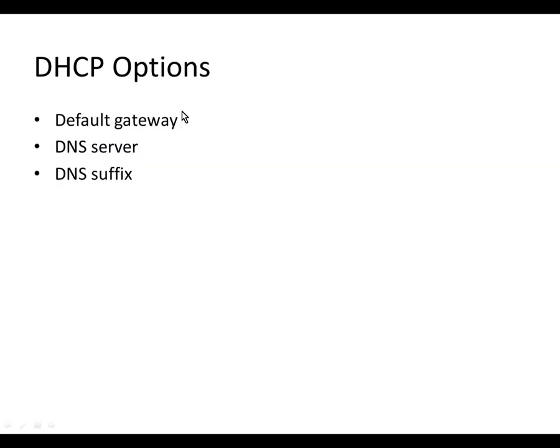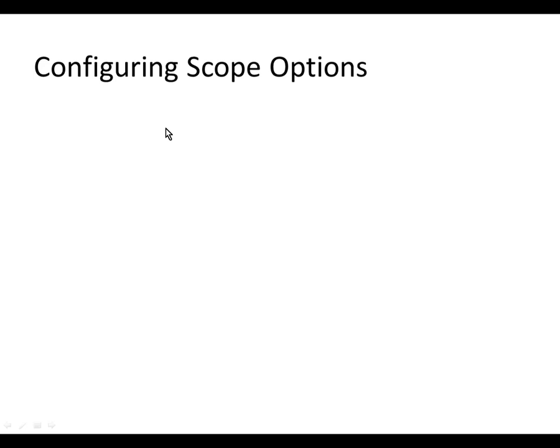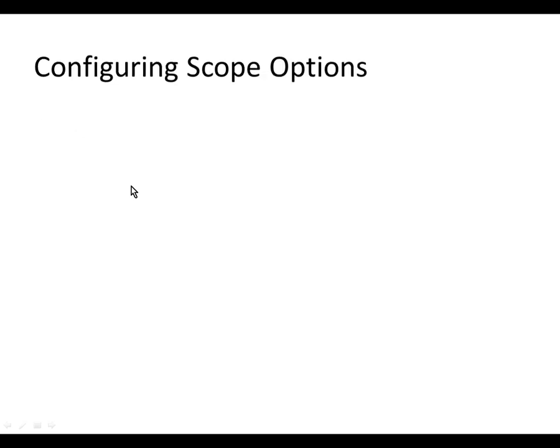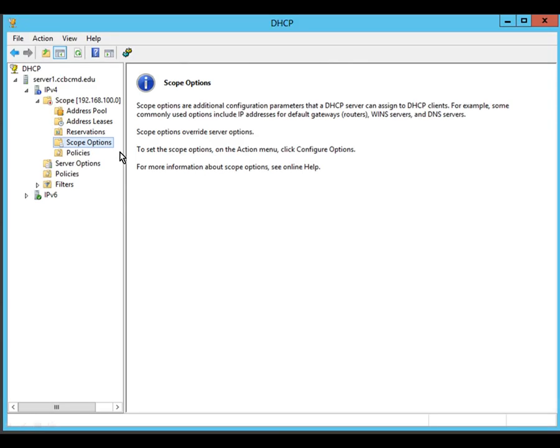Now let's look at DHCP options. The DHCP server pushes other variables besides IP address down to the clients. It pushes down the IP address of the default gateway, the IP address of the DNS server, and the DNS suffix such as ccbcmd.edu. To configure scope options, we go to the DHCP Management Console, and under Scope Options, you can see there are no scope options.